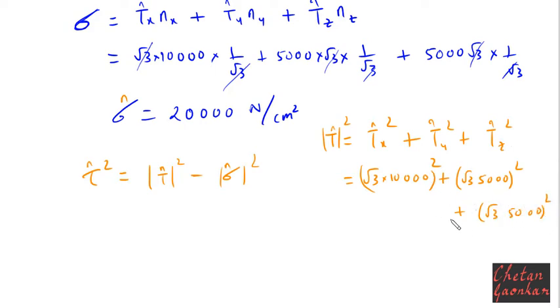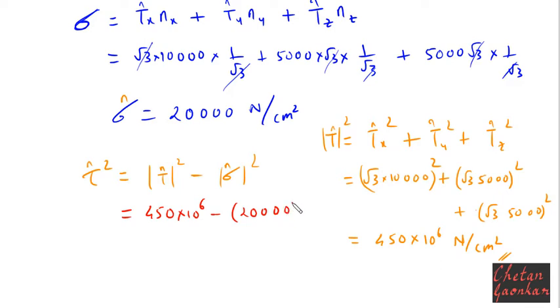Now if I do all these calculations, I will get this value as 450 multiplied by 10 to the power 6 Newton per centimeter square. So once I get this value, I can easily substitute this here, and I can write this as 450 multiplied by 10 to the power 6. This is already in terms of square, so I just leave it as it is, and then this will be minus 20,000 square.